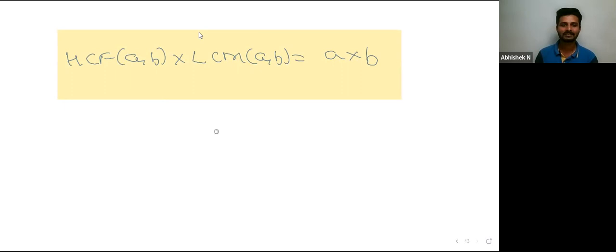Okay, so remember this: HCF of A and B, when we multiply it with LCM of A and B, gives the product of the two numbers. It will be equal to the product of the two numbers. Okay, it's okay, Aditya. So just note this down, and yes, I'll give some more examples. That is from your exercise.